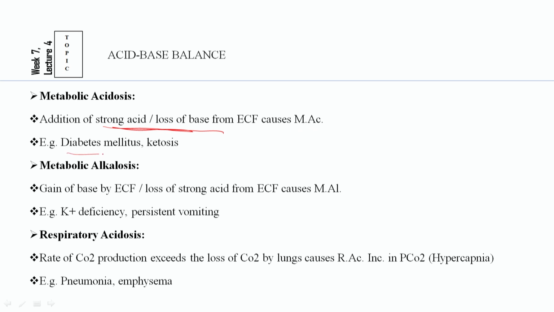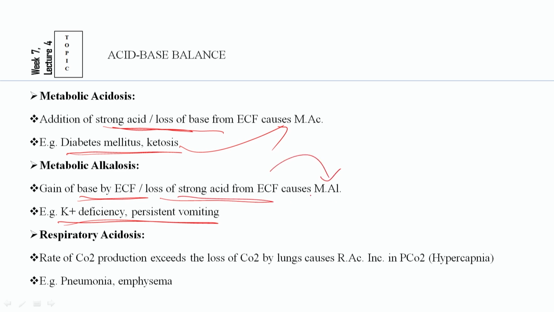Conditions such as diabetes mellitus and ketosis will lead to the metabolic acidosis condition. Metabolic alkalosis: potassium deficiency or persistent vomiting leads to the gain of base by the extracellular fluid, or loss of strong acid from the extracellular fluid, leading to a condition called metabolic alkalosis.